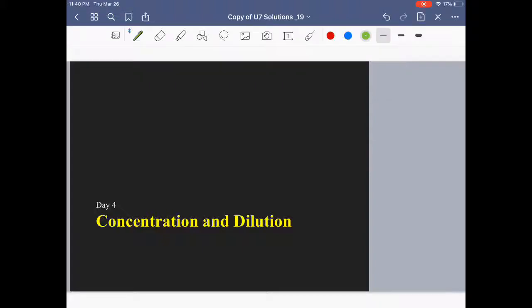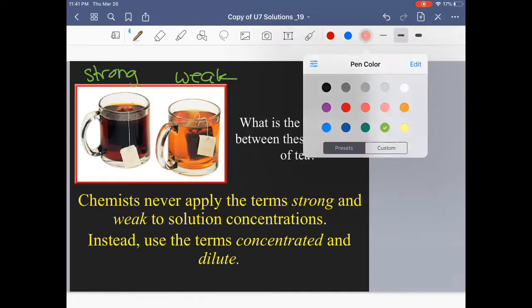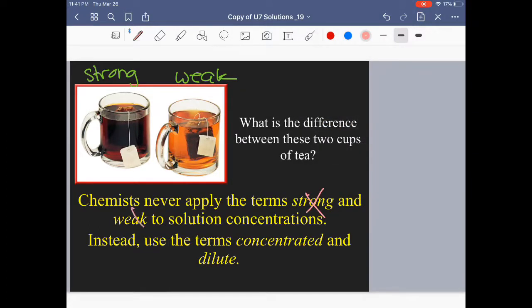This time we're going to talk about concentration and dilution of that solution that you've made. So if I were to tell you to look at these two glasses of tea up here in the top left corner, and I said, tell me the difference in these two glasses, you would probably tell me, well, the one on the left is strong and the one on the right is weak. All right, but as scientists, we are not going to use the terms strong and weak. Instead, we are going to refer to them as concentrated and dilute.